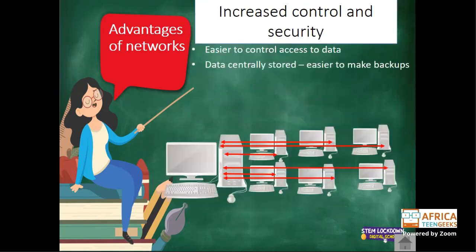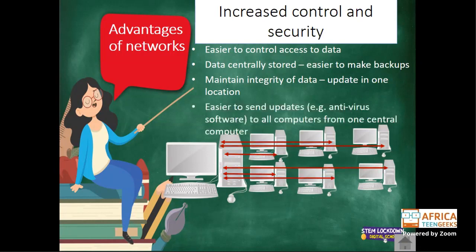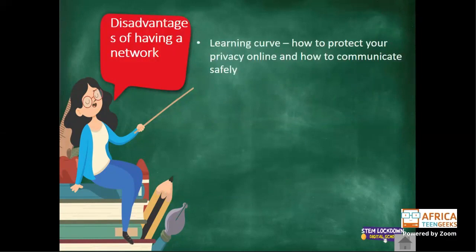Let's talk about easy control of access to the centrally stored data. Like I said, you can have a backup, maintain integrity of the data in one location, and it is easier to send updates, e.g. antivirus software, to all computers from one central computer. That's an advantage of the network, you understand?